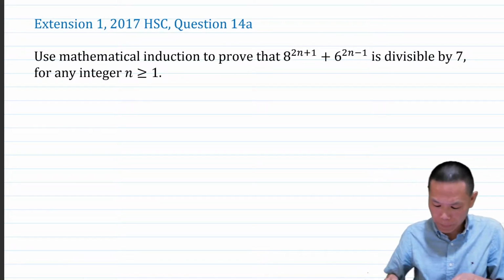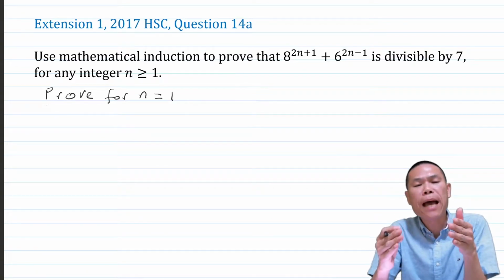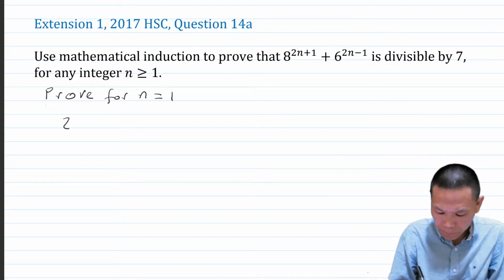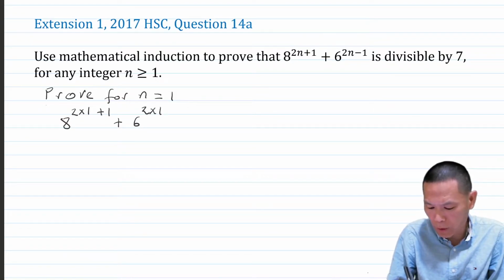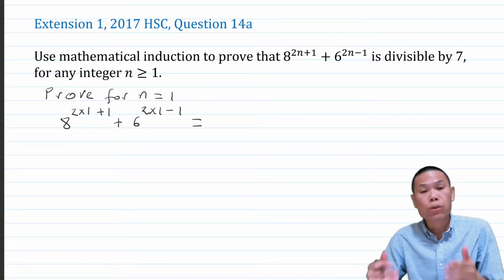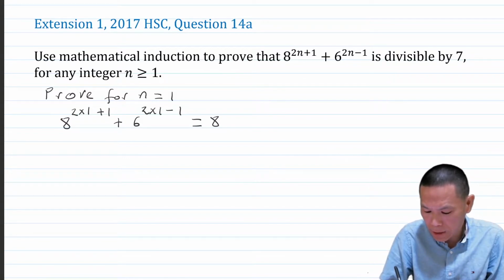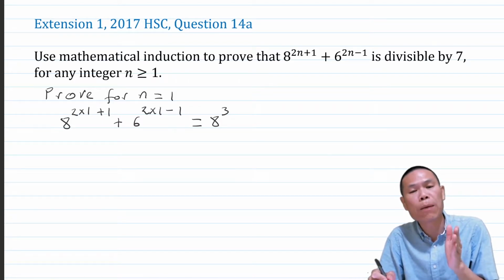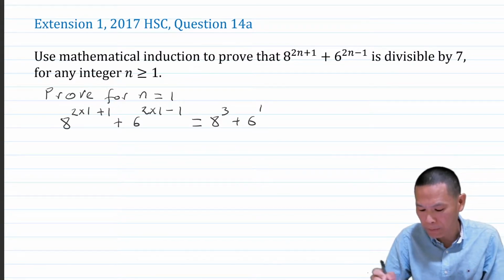So let me write it down. This means that n is replaced with 1. So that is 8^(2 times 1 plus 1) plus 6^(2 times 1 minus 1). So 2 times 1 is 2, plus 1 is 3. So that is 8 to the power of 3 and then 6 to the power of 1, because 2 times 1 is 2, minus 1 is 1. So that is 6 to the power of 1.